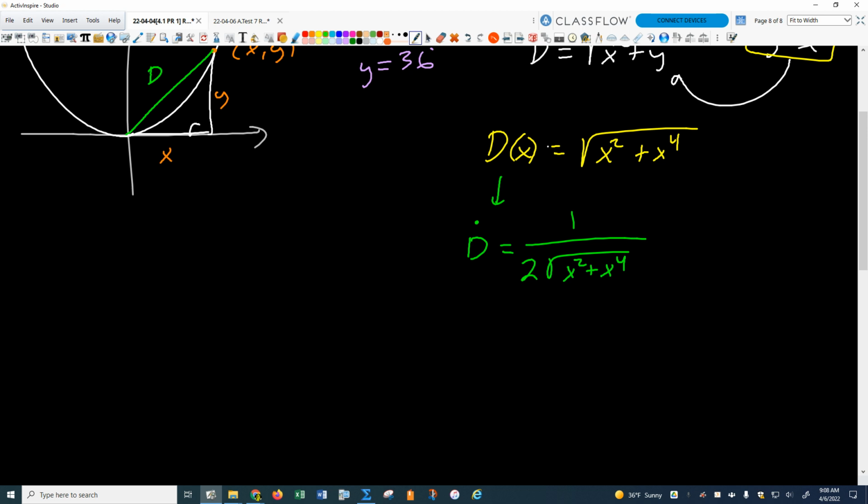The derivative of this stuff inside would be 2x x dot plus 4x cubed x dot, right? Yeah, good. So times 2x x dot plus 4x cubed x dot.